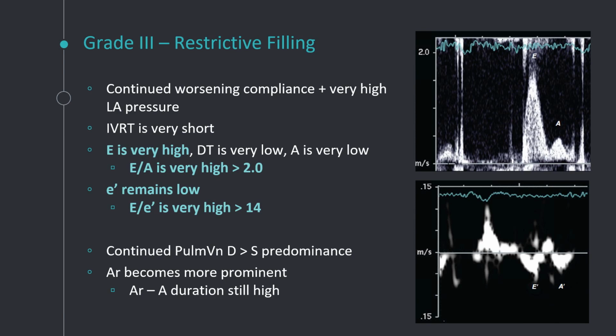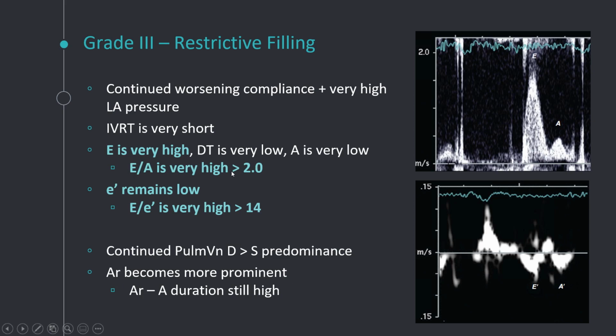Again, because of the very high LA pressure, your LA and LV pressure gradient is going to be very high, so your mitral inflow is going to be super high. Your E wave is much higher than even what we normally expect, and your A wave is going to be low. The deceleration slope is going to be very steep. In this case, E to A ratio is going to be very high.